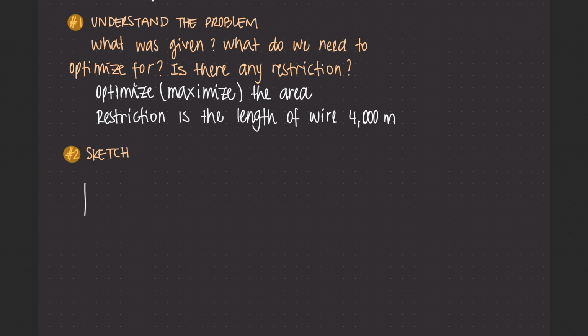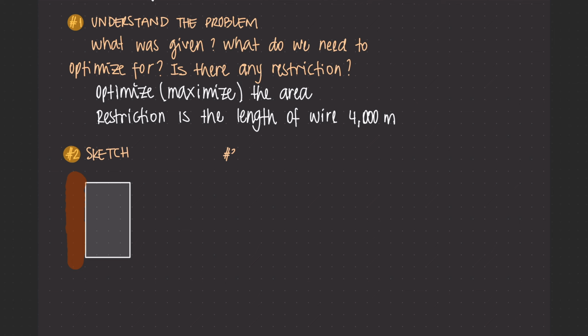Step number two. And this is a step that you're probably most likely not going to need to worry about for IB style questions because usually 99% of the time they give it to you, which is a sketch. Sketching goes a long way when understanding the problem. So here's our rectangle and our wall.